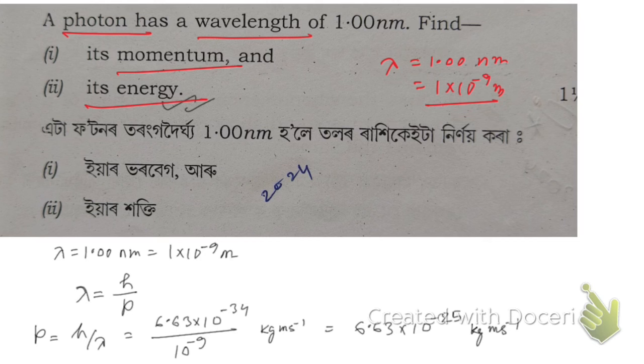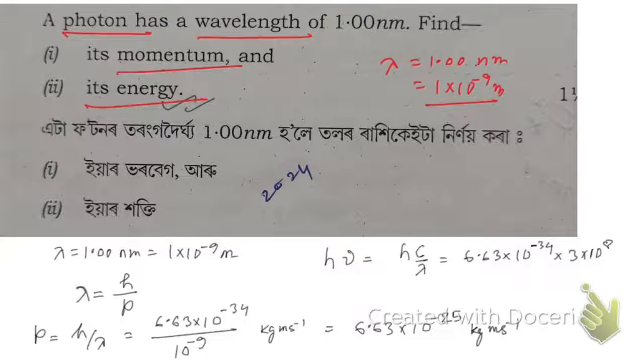How to find the energy? In terms of energy of a photon, h nu, in terms of lambda, you can write hc by lambda. So again h is 6.63 into 10 to the power minus 34, and c is the speed of light, 3 into 10 to the power 8, divided by lambda, 10 to the power minus 9.